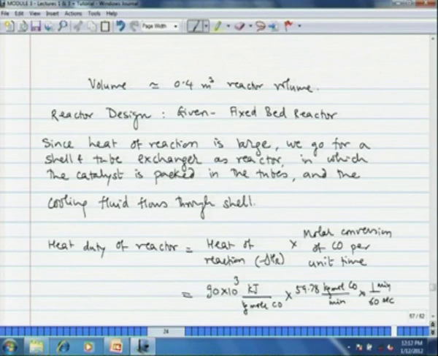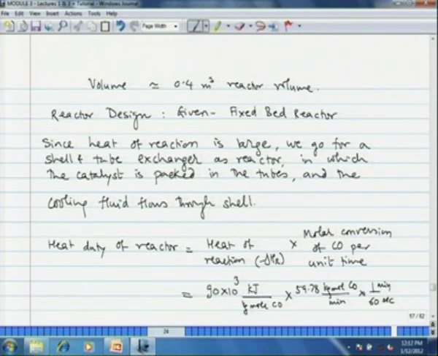After calculating the reaction volume, we have designed the reactor. We are given that the reactor is a fixed bed reactor. Since the heat of reaction is quite high, something like 90 kilojoules per mole of CO, we have to go for a shell and tube heat exchanger as a reactor, in which the catalyst will be packed in the tubes and the cooling fluid will flow through the shell.